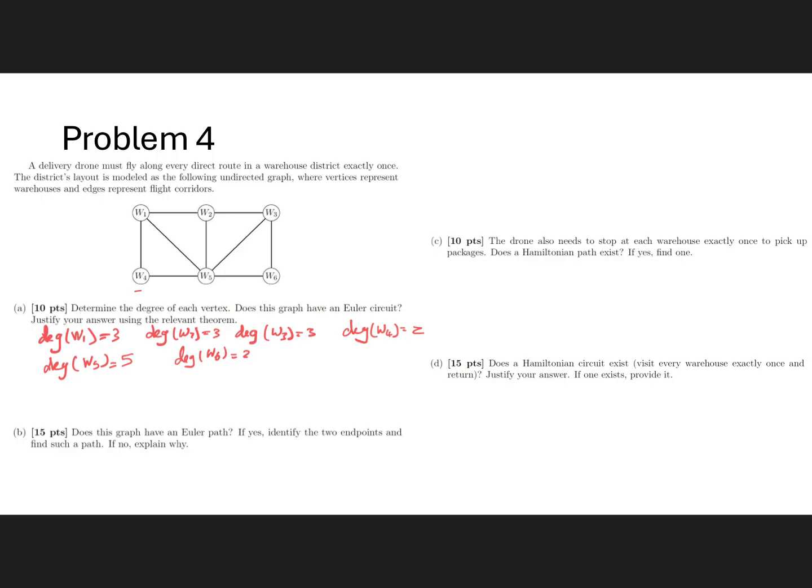So the answer to the Euler circuit question is going to be no, because some vertices have odd degree, right? And the theorem says if and only if, right? And we have many examples. So vertex W1, vertex W2, vertex W5, vertex W3, all of these have odd degrees. Does this graph have an Euler path? Now that's a different story.